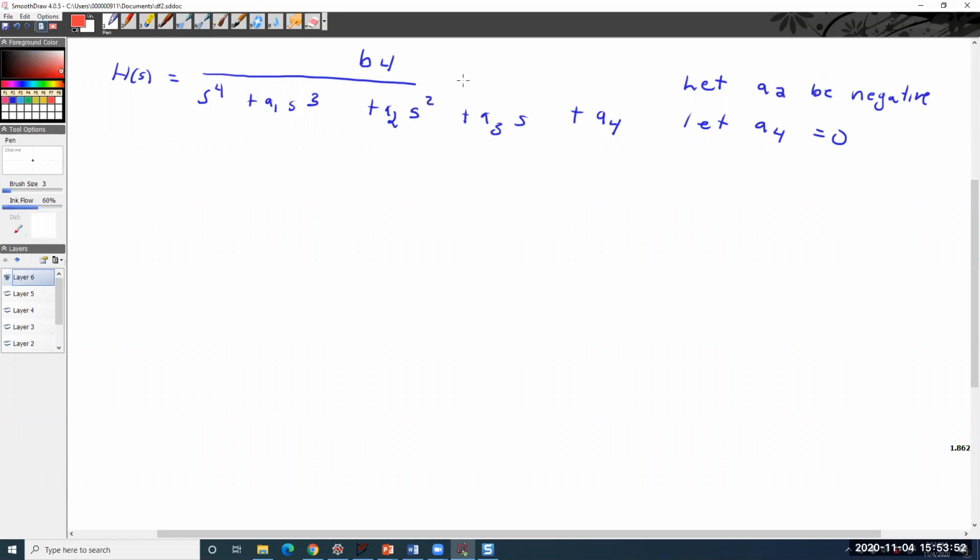So here's a transfer function, a standard low pass type transfer function. And I'm saying let A4 be 0, so we just get rid of it. Let A2 be negative. All right, so I'm just going to draw it like that.